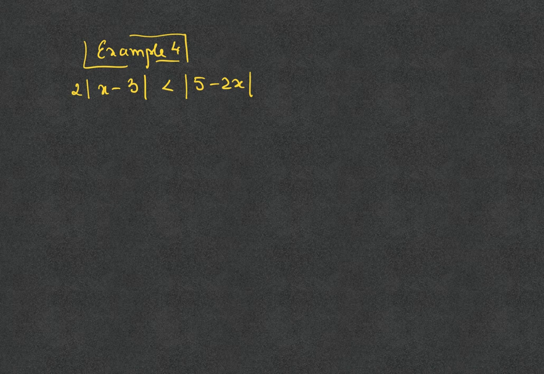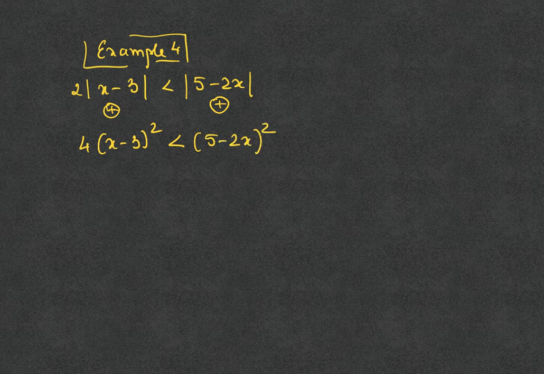We are not going to fully solve this inequality, but as you can imagine, pause and try it yourself. I again know that both sides are positive, so I can square both sides and I get 4 bracket x minus 3 squared smaller than 5 minus 2x squared, and then I solve this inequality.